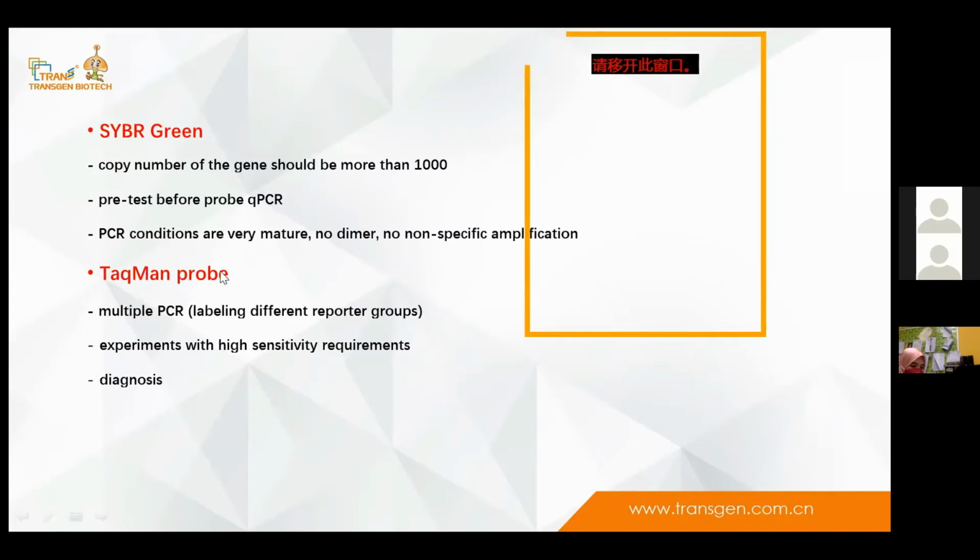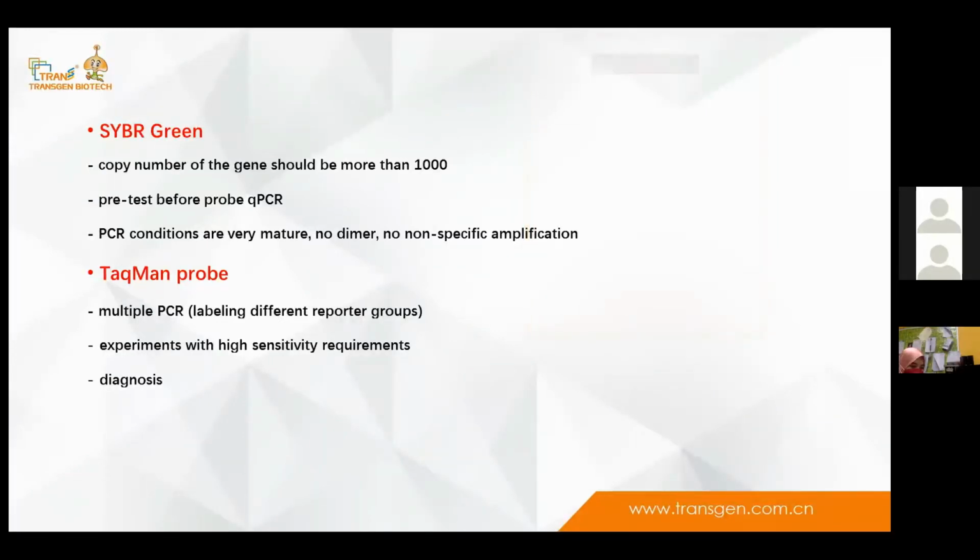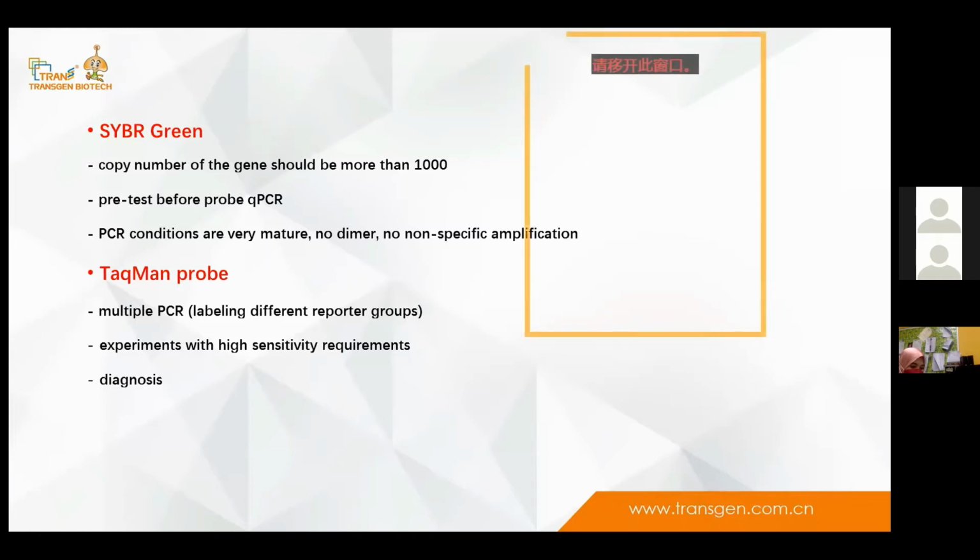And the TaqMan probe can be used for multiplex PCR. With different labeling, the reporter groups can be used for multiplex PCR. In our case, for our COVID-19 detection and diagnosis system, we made 3-plex and 4-plex PCR kits. Also, an experiment with very high sensitivity is a requirement, and it can be used for diagnosis systems.